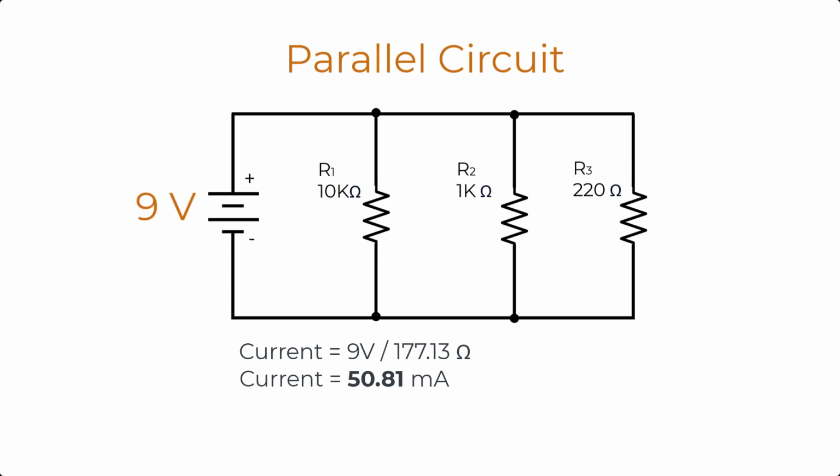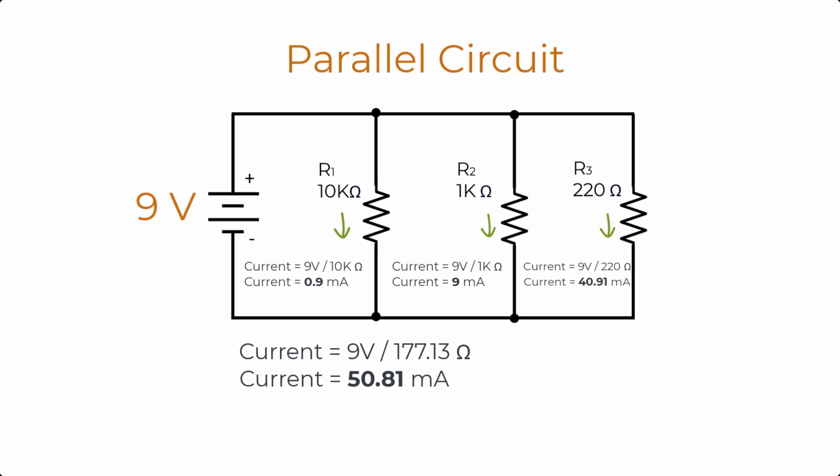So the current that flows through this 10 kilo ohm resistor is 9 volts divided by 10,000 ohms equals 0.9 milliamperes. The current that flows through this 1 kilo ohm resistor is 9 volts divided by 1000 ohms equals 9 milliamperes. And finally, the current that flows through this 220 ohm resistor is 9 volts divided by 220 ohms equals 40.91 milliamperes. Thus, adding these three individual branch currents will produce a total current of 50.81 milliamperes.